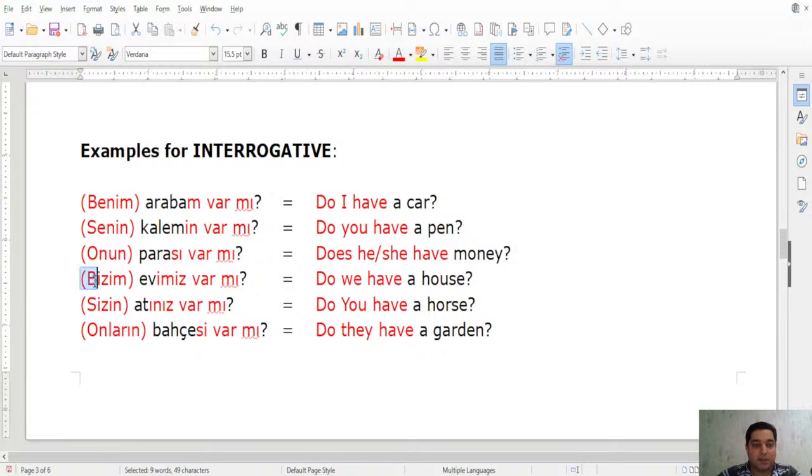Then you have bizim evimiz var mı? Do we have a house? Sizin atınız var mı? Do you have a horse? And onların bahçesi var mı? Do they have a garden? Okay, that's interrogative. You just add var mı. That's it. So possessive structure plus var mı. Okay, you see var mı, and so on.